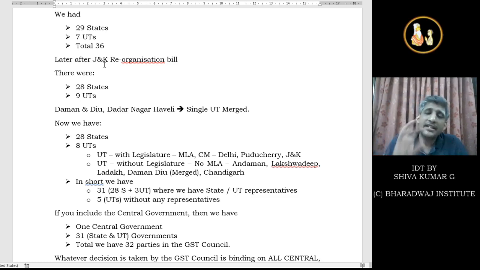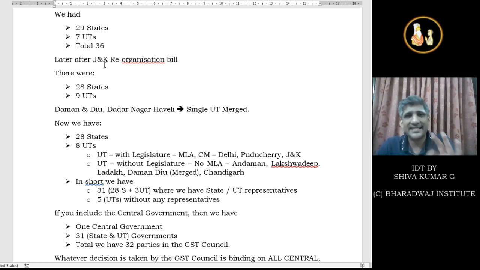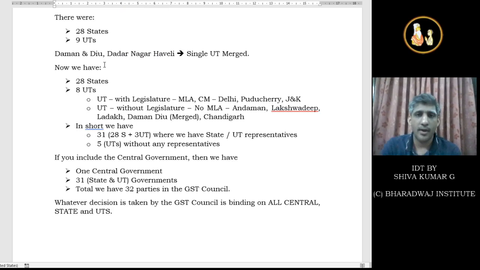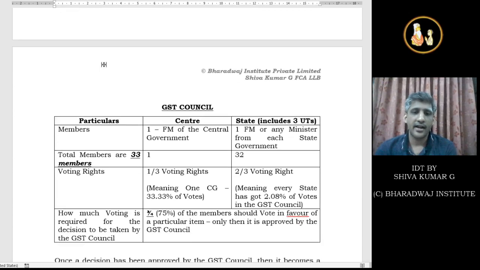So if you take the decision-making parties, there are 28 states plus 3 union territories. Therefore, there are 31 chief ministers or representatives of states and union territories with legislative people who need to be considered. Of course, then you bring the central government into the picture. If you add the central government, 28 states plus 3 union territories with legislature plus 1 central government, we get 32 parties in the GST Council. So we created a GST Council.